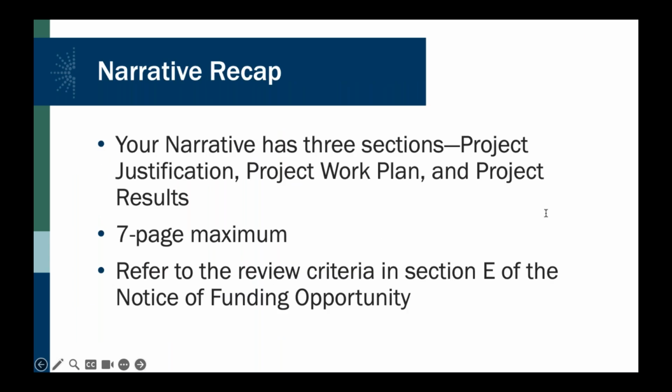So to recap, your narrative has 3 sections: project justification, project work plan, and project results, and you have 7 pages for it. The sections are all equally important. Write clearly, address what we ask you to address, and keep an eye on those review criteria. We're telling you here exactly what the reviewers will look for, so make it easy for them to find it and understand it.